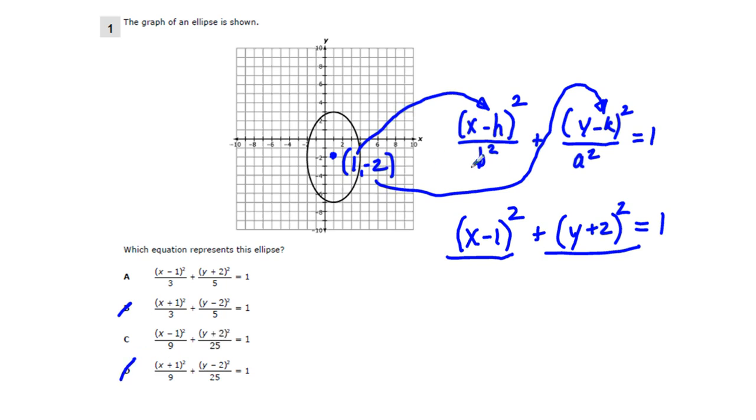And so now what we're going to look at is a equals semi-major axis. So our semi-major axis is going to be 5, which is half of 10. So we take the vertical distance divided by 2, we get 5. So that's our semi-major axis. So we're going to get 5 squared down here. And our semi-minor axis, we have 3, because we're 6 across. So we get 3 squared.